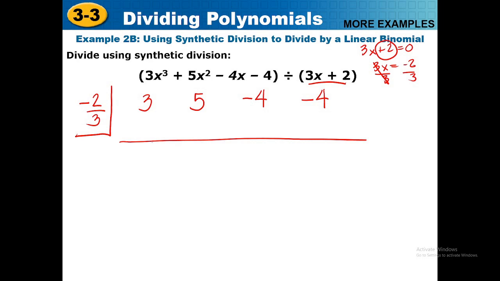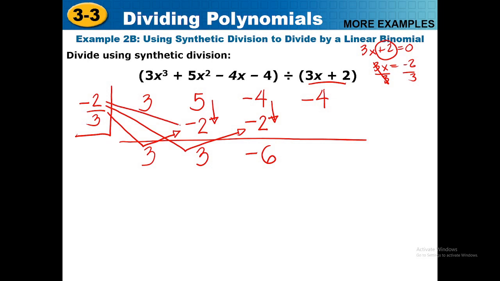Okay. Bring down 3. Negative 2/3 times 3, how much? Negative 2. You add: 3. That's 3. Negative 2/3 times 3: negative 2 times 3 is negative 6, divided by 3, how much? Negative 2 still. And you combine this to get negative 6. Negative 2/3 times negative 6: negative 2 times negative 6 is 12. 12 divided by 3 is 4. And the remainder is 0.